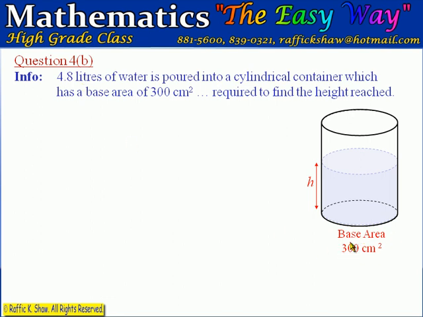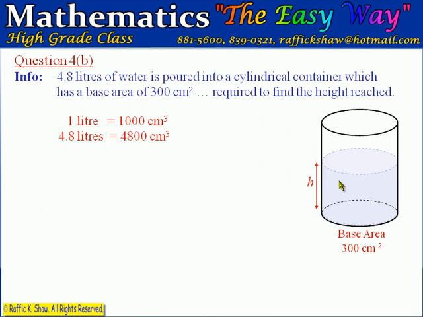Now, because we are given the area in centimeters squared, what we need to do is see how much centimeter cubed the 4.8 liters of water represents. Now, 1 liter is 1000 cm cube in volume, and therefore the 4.8 liters is 4,800. We simply multiply by the 4.8. So 4.8 liters is 4,800 cm cube. So the volume of water here is 4,800 cm cube.